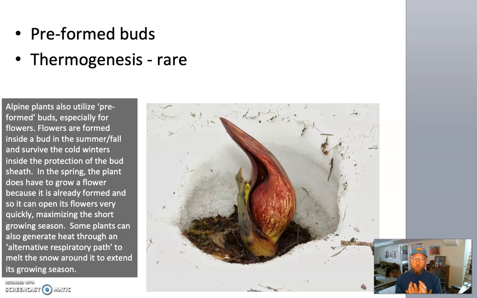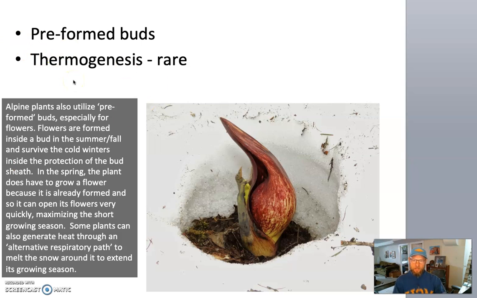And again, in this really short growing season, those plants want to get that reproductive process started as soon as possible. So they have these preformed buds, preformed flowers formed inside the buds, and as soon as they can, they open those flowers out, get them pollinated, and they can start the reproductive process.